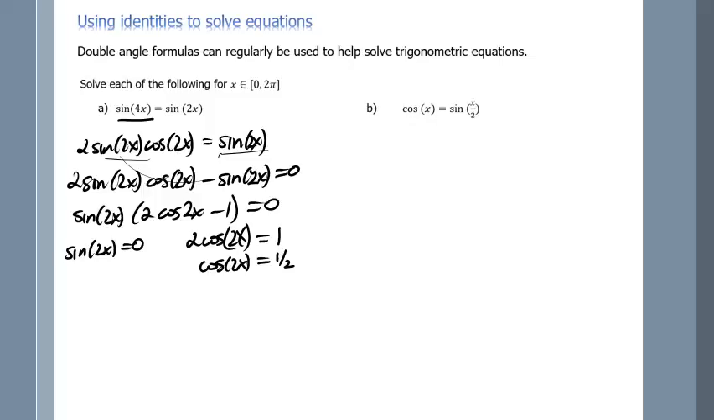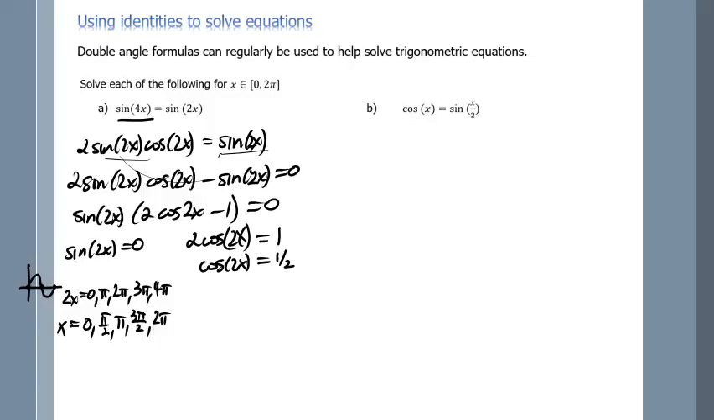When does sine equal 0? Think about a sine graph. Sine equals 0 at 0, pi, and 2 pi. So I can say 2x equals 0, pi, 2 pi, 3 pi, and 4 pi. The reason I continued to go on is because we're dividing it by 2 at the end. So I get x equals 0, pi on 2, pi, 3 pi on 2, and 4 pi on 2, which is 2 pi. They all fit within the domain.